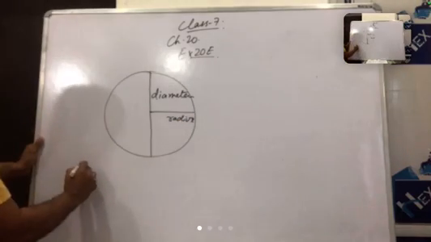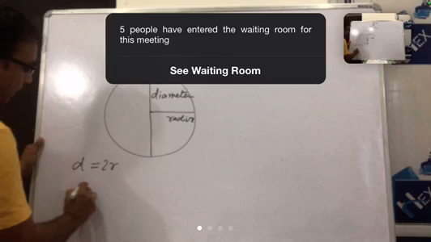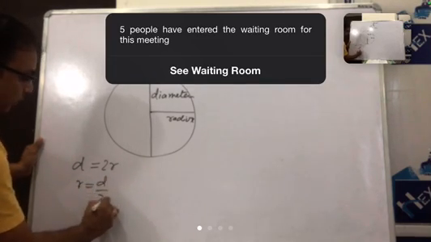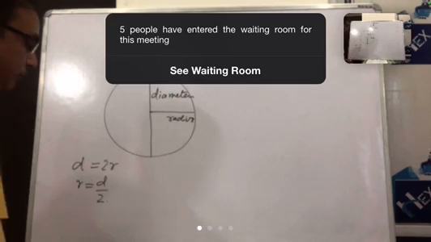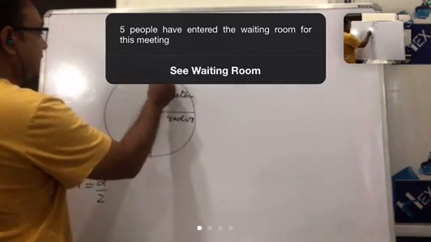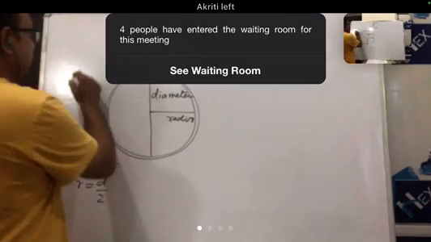And we know that the diameter is equal to 2r, or if you want to find the radius, then it is d by 2. Clear? And the second thing is, what is the circumference? Circumference is now the next.